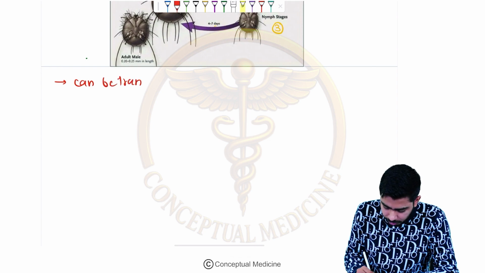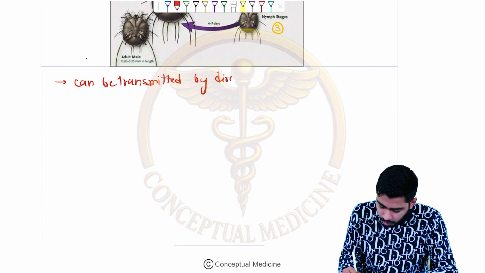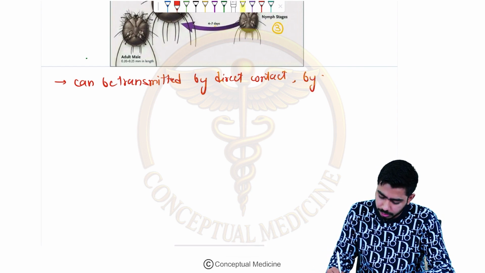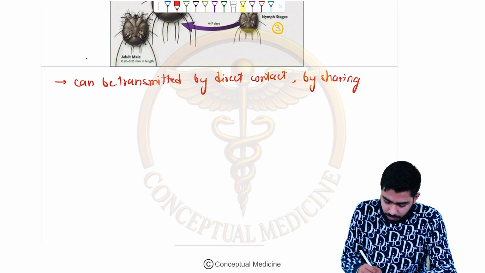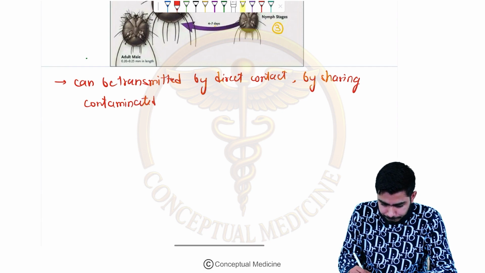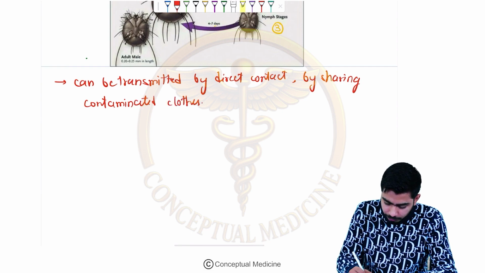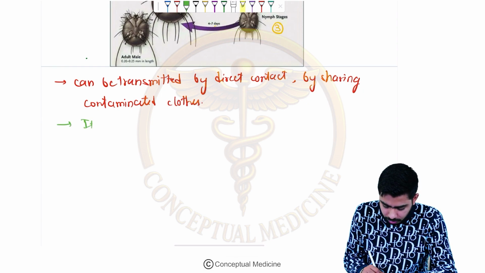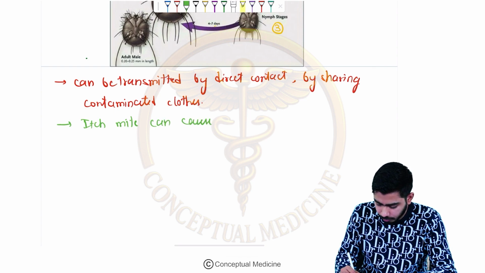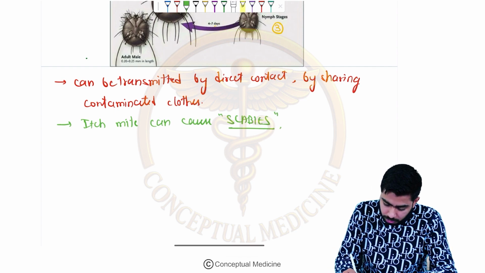The mode of transmission: it can be easily transmitted either by direct contact, or by sharing contaminated clothes. Obviously, what can it cause? Itch mite, or Sarcoptes scabiei, can cause scabies. I'm just writing that in bold letters, scabies. So now we shall be talking about the scabies.